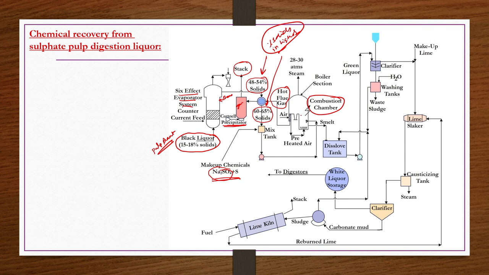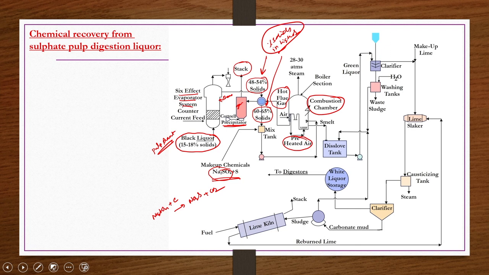The combustion chamber of that smelting furnace is shown here. To this furnace, preheated air is supplied so that the carbonaceous material present in the liquor can be combusted. For that purpose, this preheated air is supplied. Here, the Na2SO4 reacts with the C of the solids present in the liquor, and that will form Na2S plus CO2.